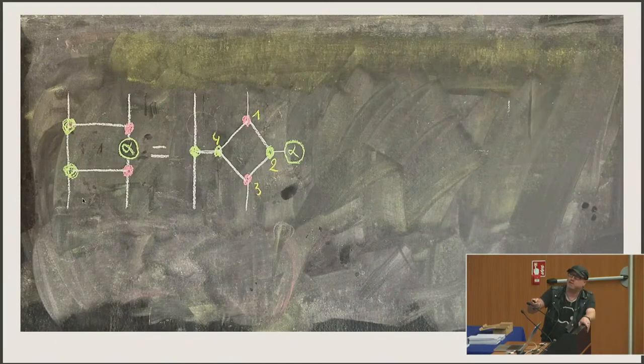Now you say, okay, but there is a phase sitting here, but I can pull the phase out. I can just unfuse the phase. And here you say, okay, you've got a bunch of wires coming in there. I unfuse that. So this wire is connected to green. This wire is connected to green. Here, this wire is connected to green. This wire is connected to green.